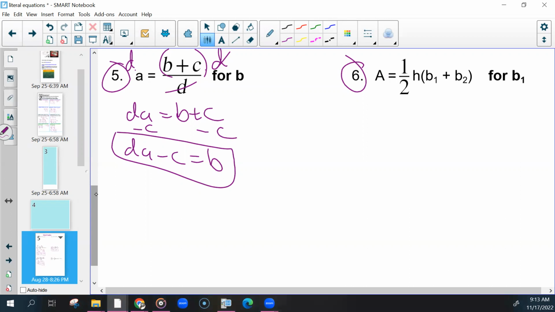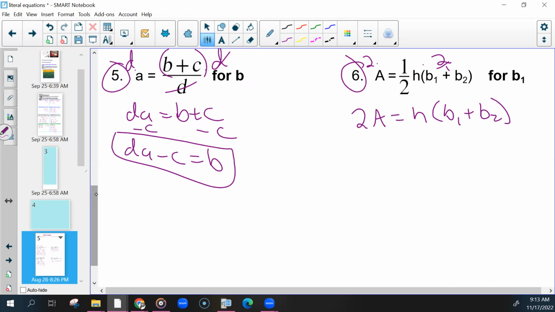For number 6, we need to get B sub 1, B1, whatever you want to call that, by itself. So this is similar to number 3, where we had to get the F out of the parentheses. So what would we do first? Take the reciprocal of 1/2 and flip it. Multiply by 2 over 1 or just 2 on both sides. So we have 2A equals H times B1 plus B2 in parentheses.